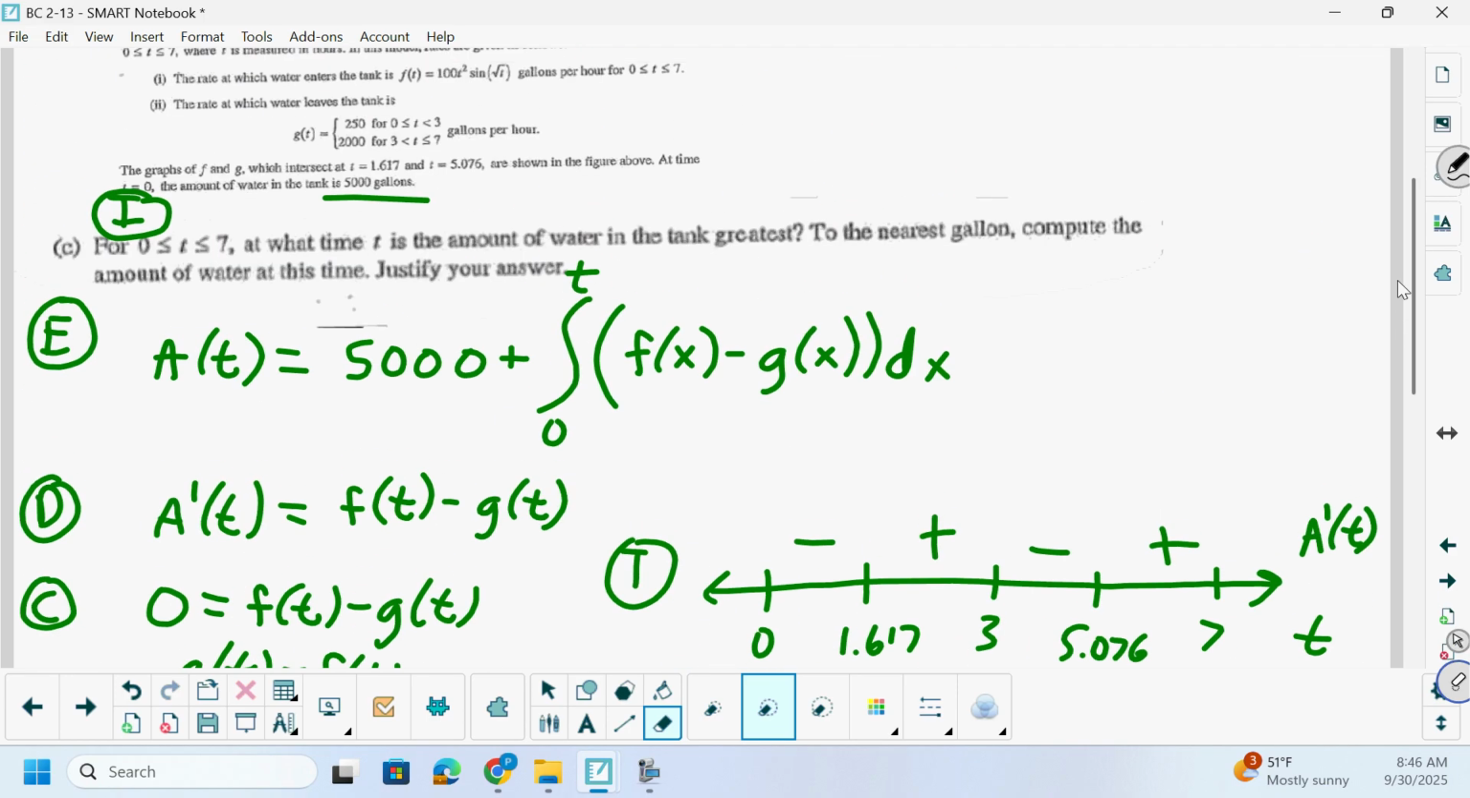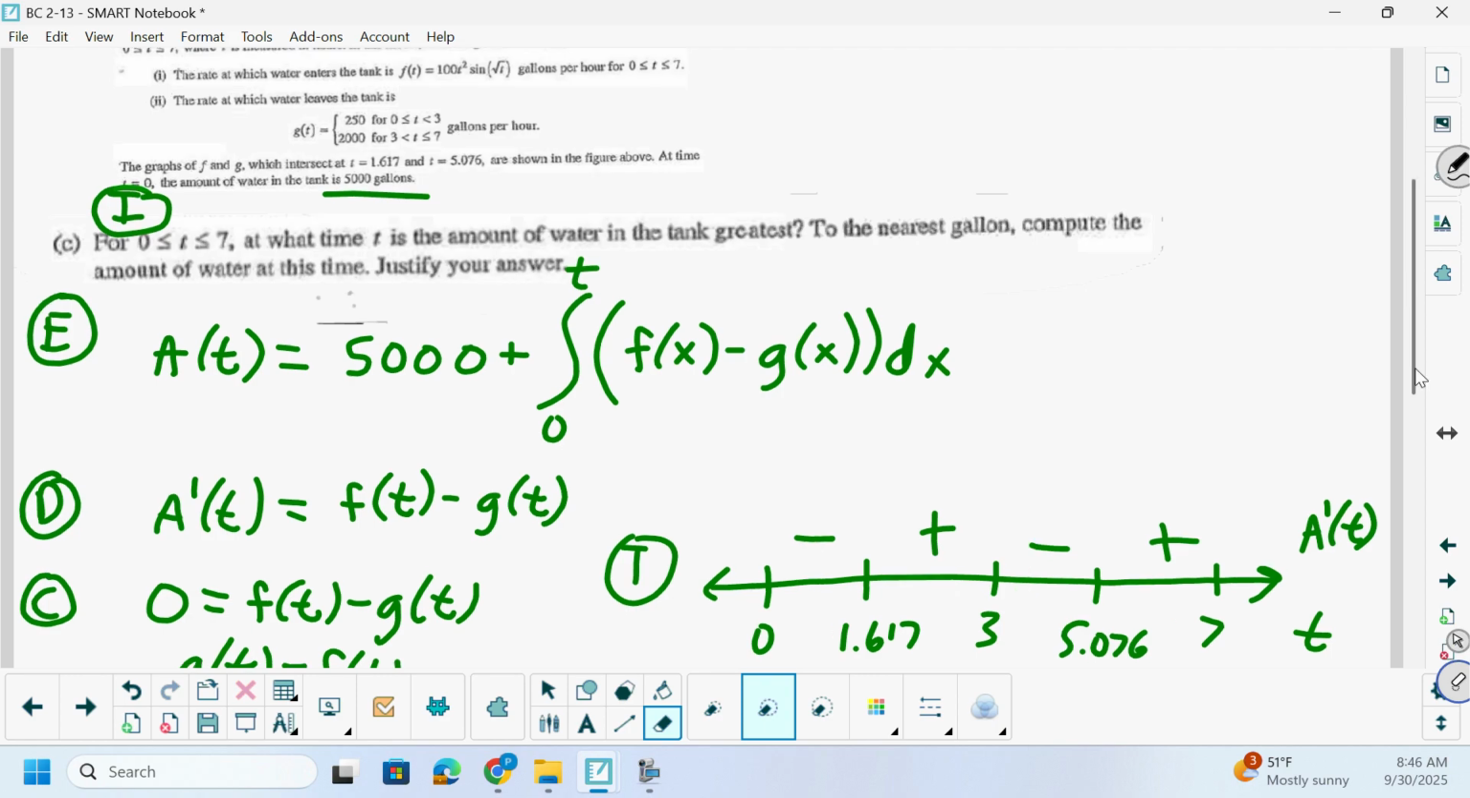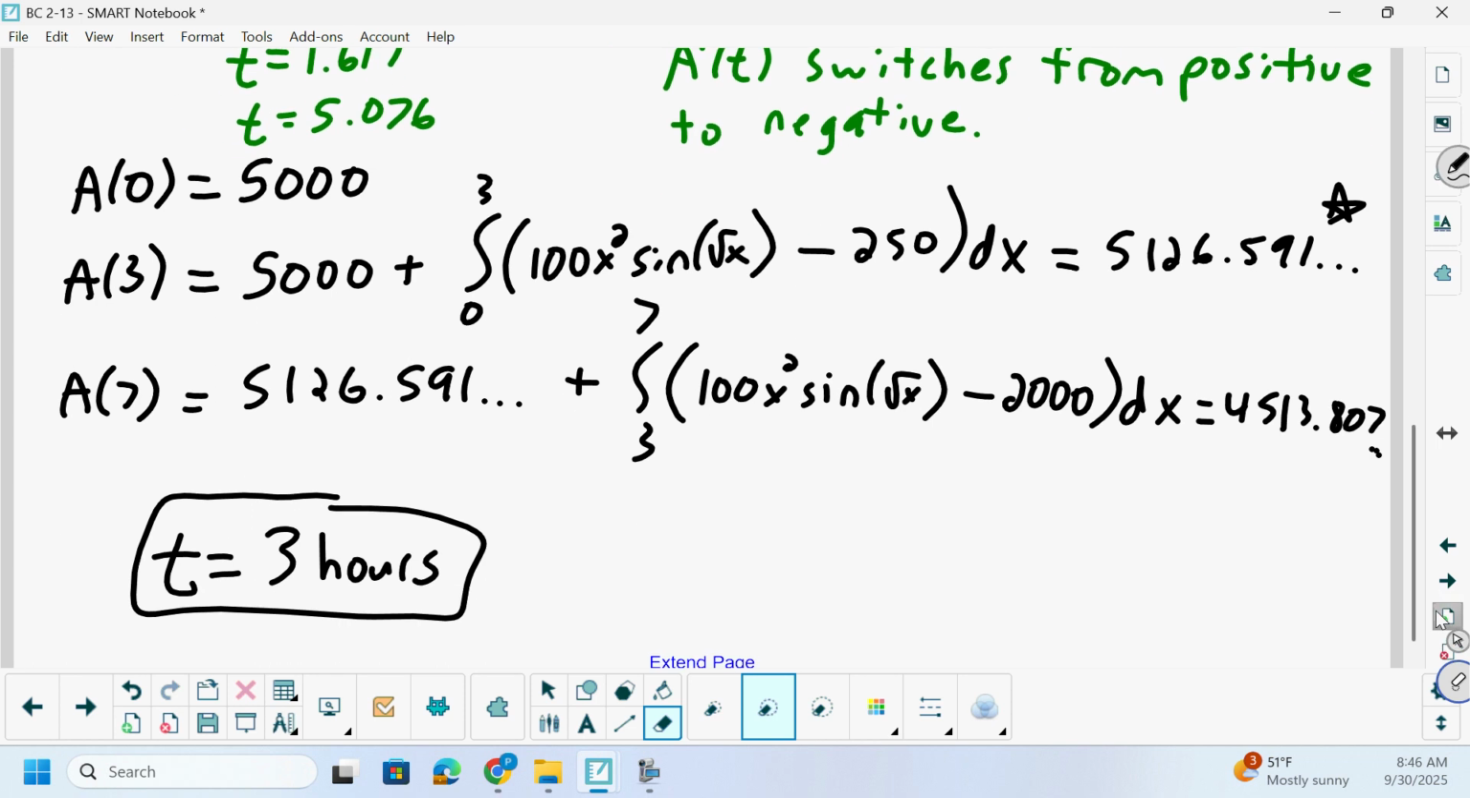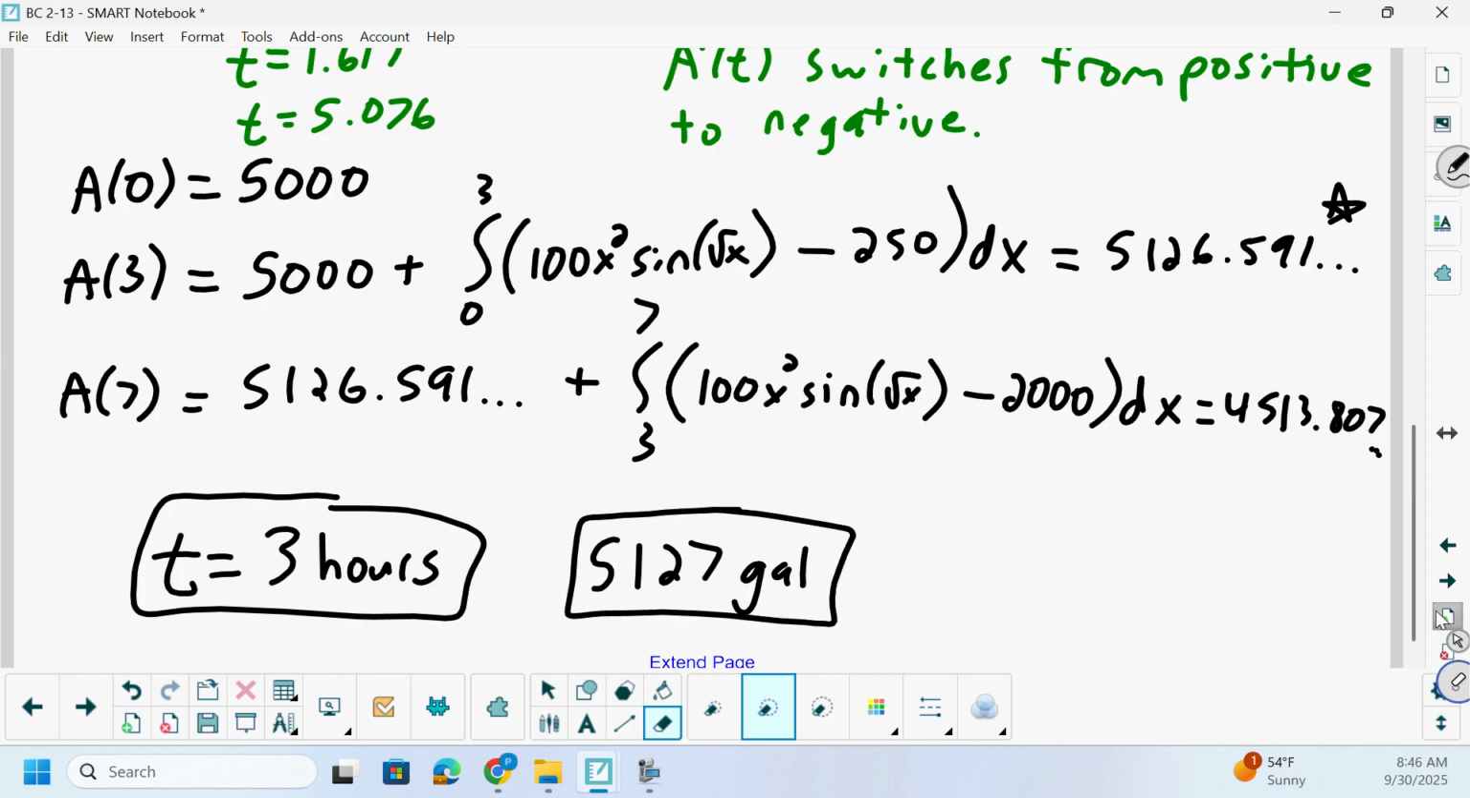So that's our answer for that part. But if we keep rereading the question, the second part says to the nearest gallon, compute the amount of water at this time. So we also need our water to the nearest gallon. So we've also got 5127 gallons. So this is an example of one. Be careful to reread the question to make sure you've addressed all parts, because it would stink to give just the gallons amount and not specifically state the time, or vice versa, and end up losing a point when we've done all this nice work.